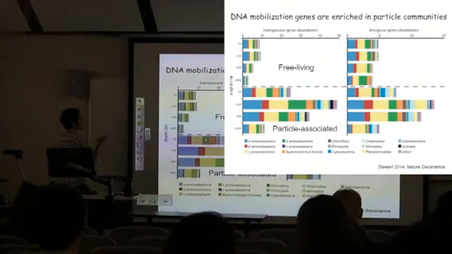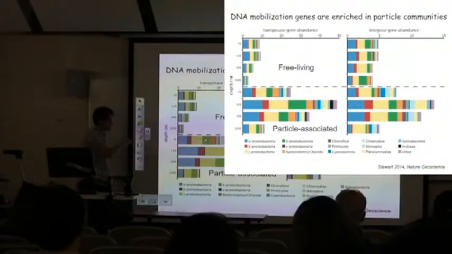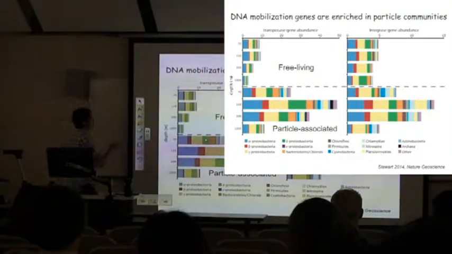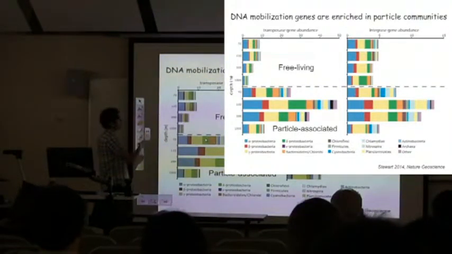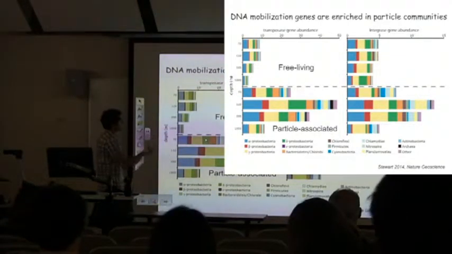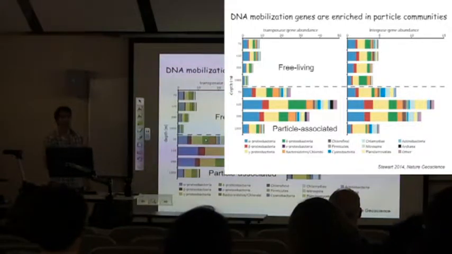And these are DNA mobilization genes. What I'm showing here is different depths going down into the OMZ. This 1,000 meters is below the OMZ, so it's oxygenated again. And this is the distribution of genes encoding transposases, and genes encoding integrases, both in the free-living fraction and the particle-associated fraction. And there's a big difference.